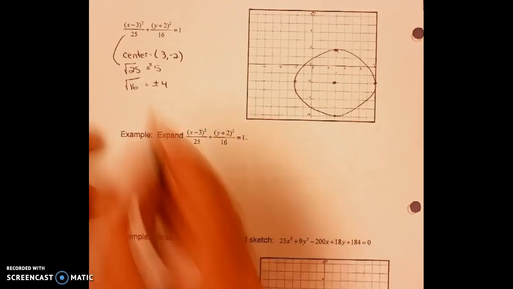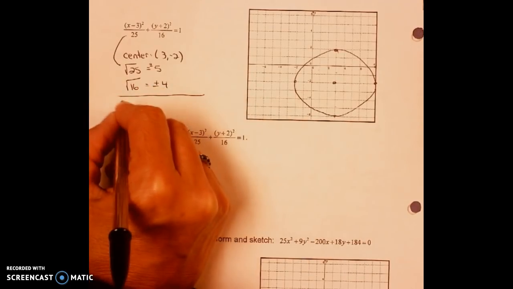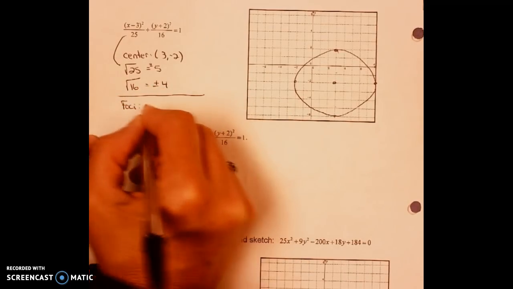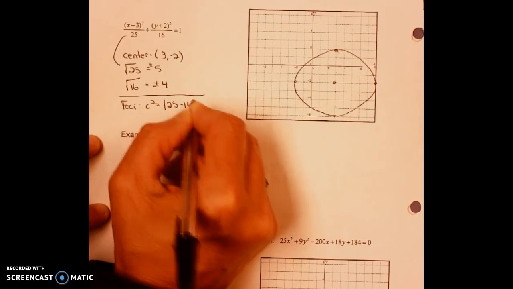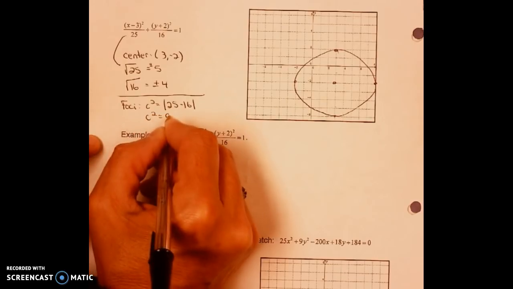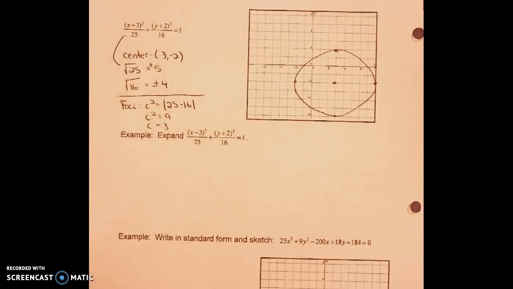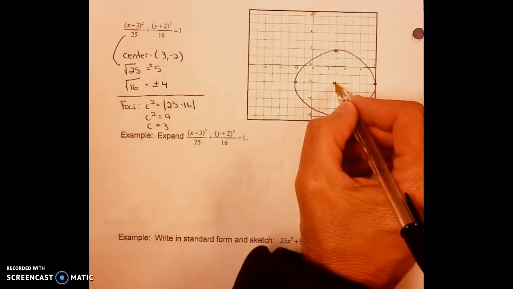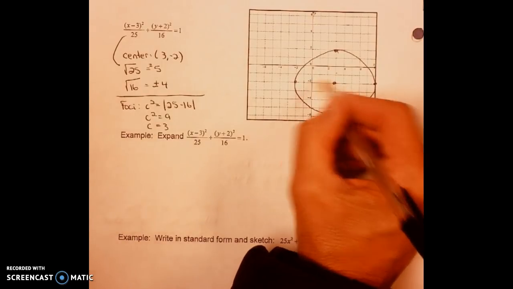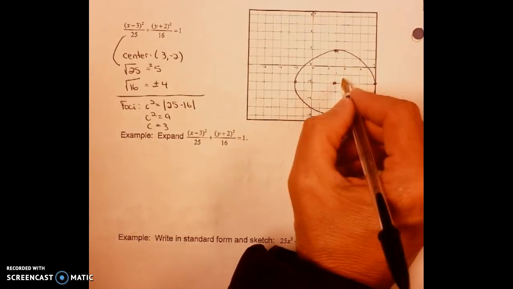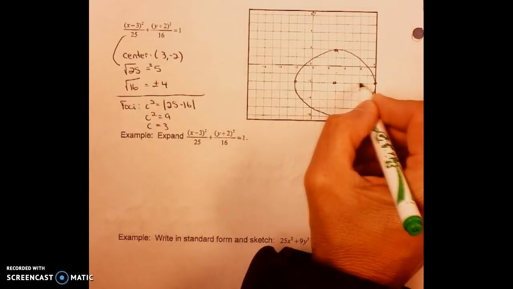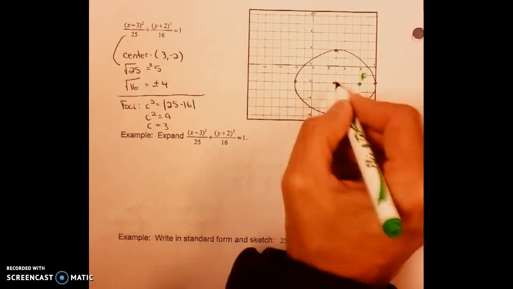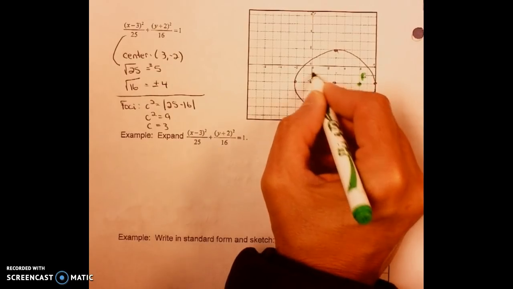And finally, again, we want to find those foci. The distance to the foci is c squared equals the absolute value of 25 minus 16. We end up with c equal to 3. So I have to go 3 units from the center, and I'm going left and right this time because they're along the major axis. Let's get my green marker. We're going to count 1, 2, and 3. There's one of them. And 1, 2, and 3. There's the other one.